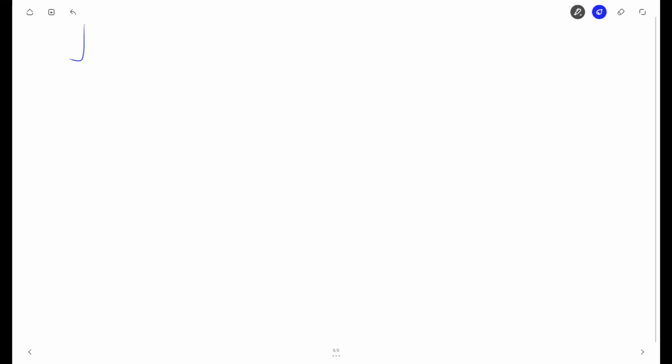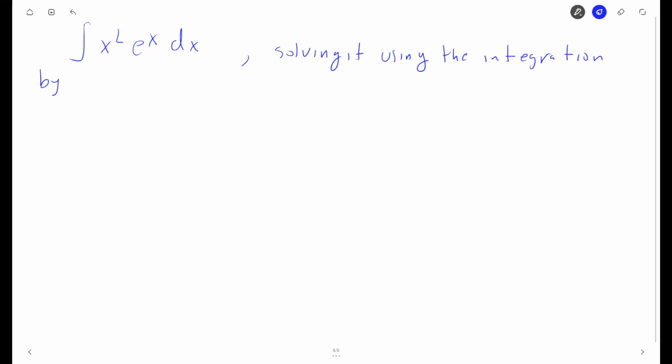So the integral we'll be working with is the integral of x squared e to the x dx. We will be solving this integral using integration by parts.